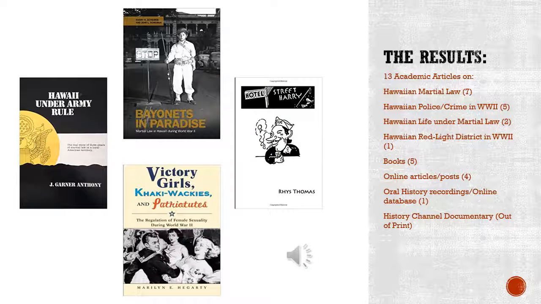When I completed my searching, I found myself with 13 academic articles dealing in various ways with Hawaii, martial law, World War II, crime, and the red light district. I also found several books, web pages, a database of World War II oral histories dealing particularly with Hawaii, and an out-of-print documentary on sex in World War II dealing with the Pacific.